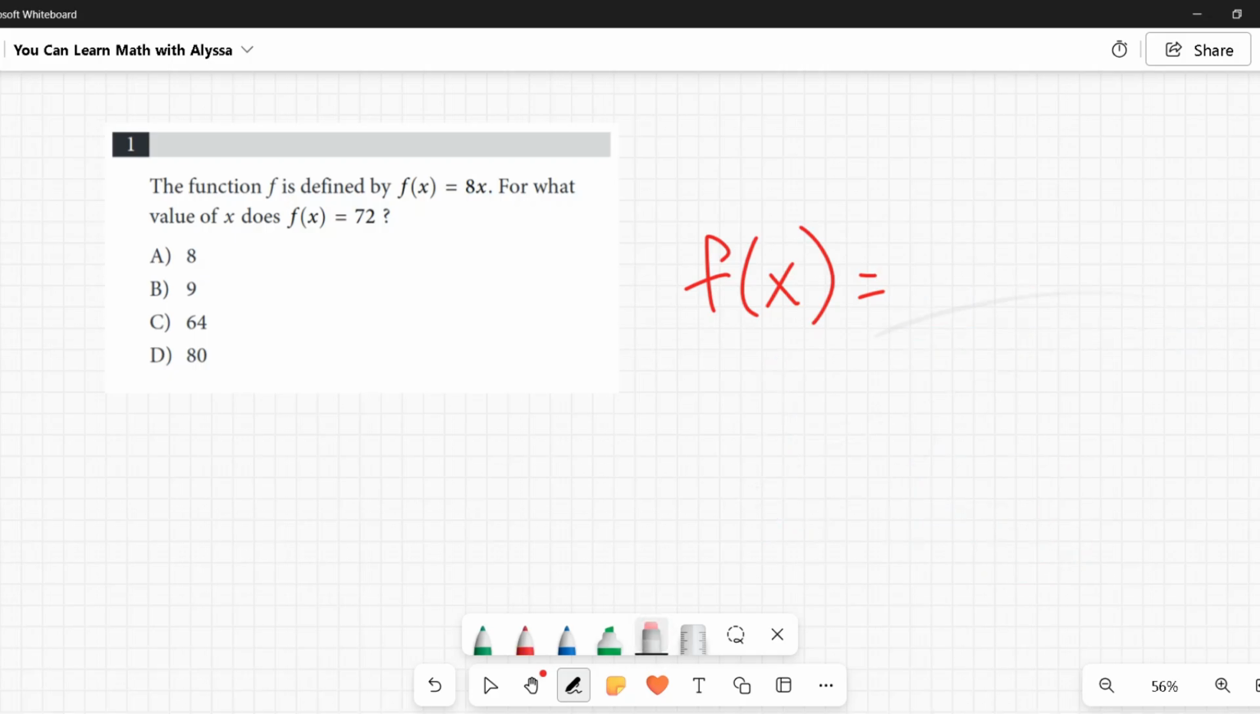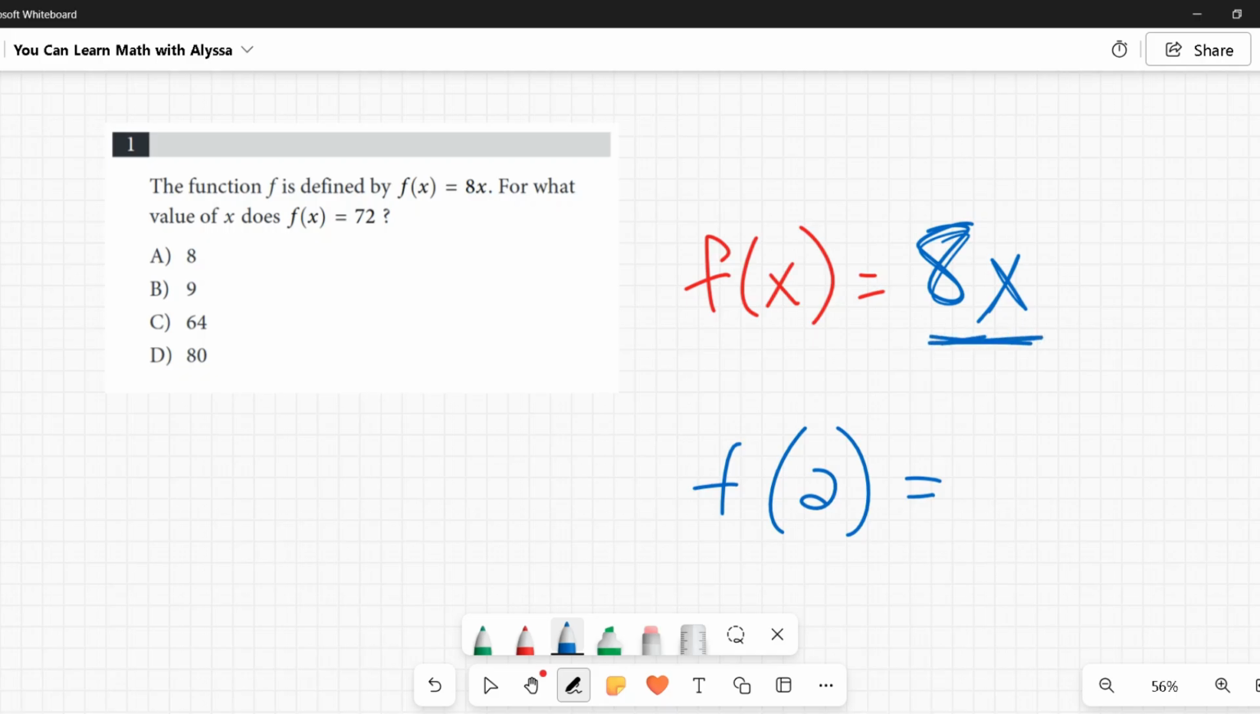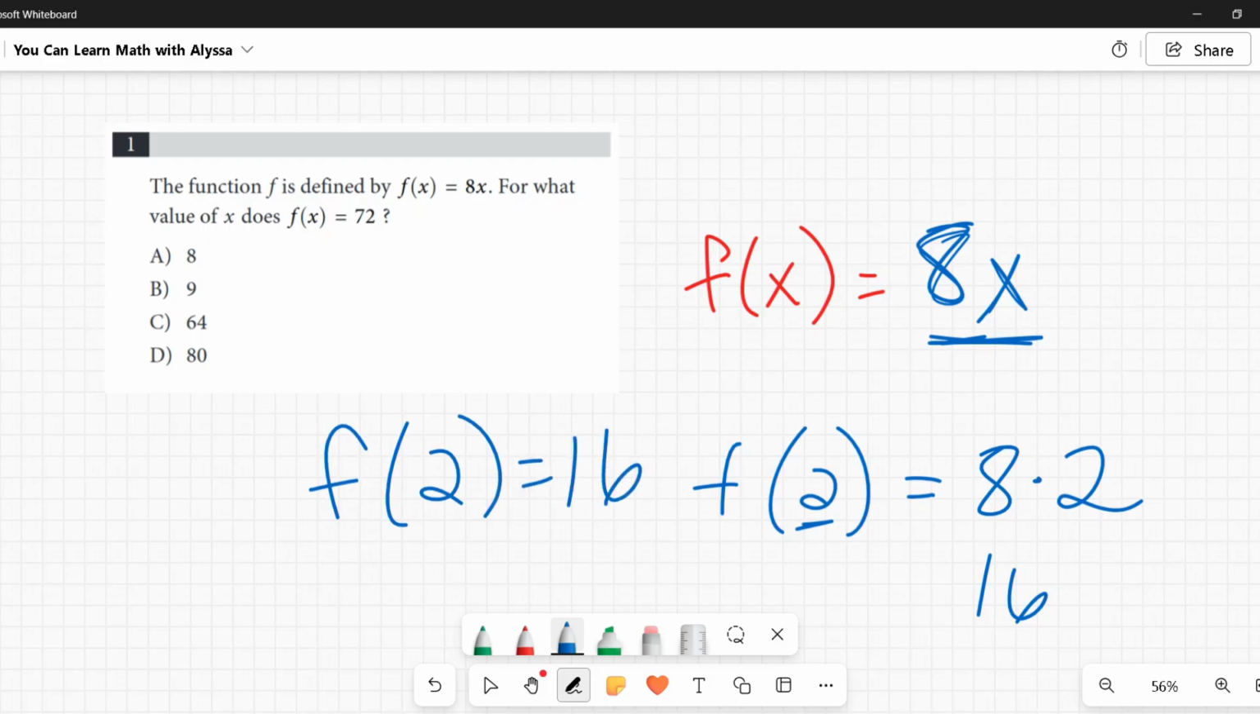So here, when we have f of x equals 8x, let's make that blue a little darker, so it's more visible. F of x equals 8x. If they were to ask what is f of 2, then we would take this little part of the function, the 8x, and everywhere there's an x, in this case there's only one, we're going to replace it with that 2. So we get 8 times 2, or 16. So I would say that f of 2 equals 16.